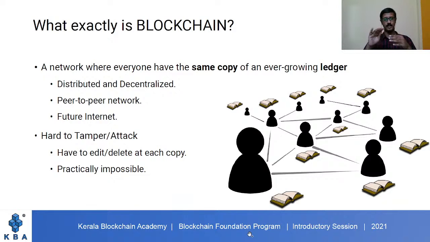Distributed means the nodes are spread across the world, and decentralized means there is no single server controlling this entire process. The nodes maintain themselves by means of mechanisms known as consensus mechanisms. It is a peer-to-peer network, meaning the connections between the nodes are direct connections, and it's known as a future internet. These kinds of blockchain networks are hard to tamper with because you have to edit and delete each copy, which is practically impossible.